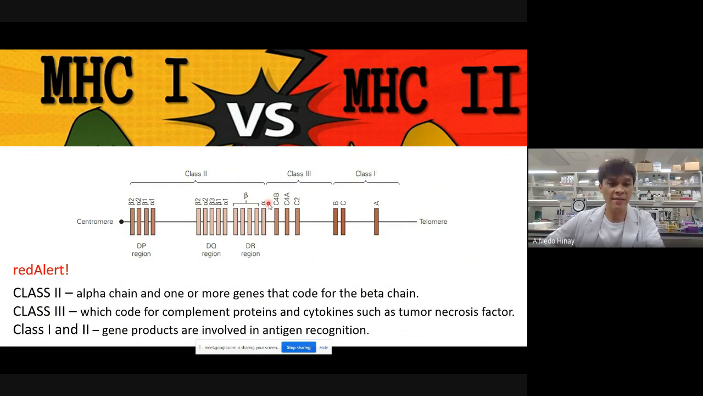Your class 3, as I mentioned earlier, this area or region is mainly responsible for producing and encoding your complement proteins. And we discussed your complement proteins, right? You have your C1QRS for your classical pathway, then production of your C3 convertase to your MAC complex.